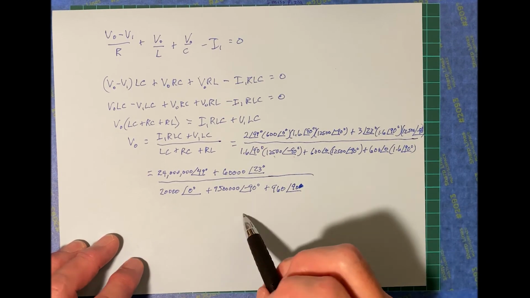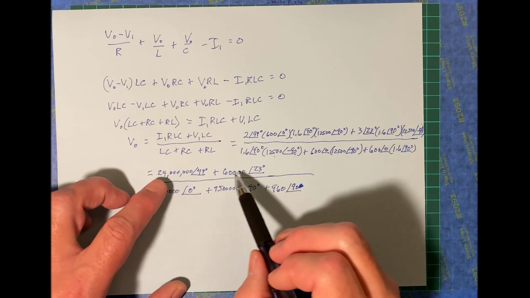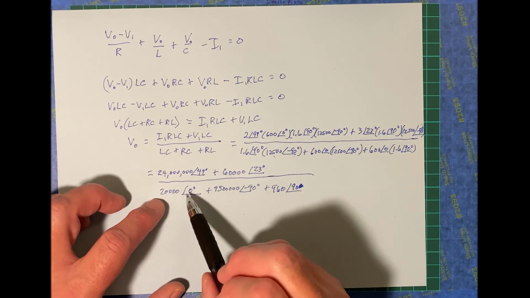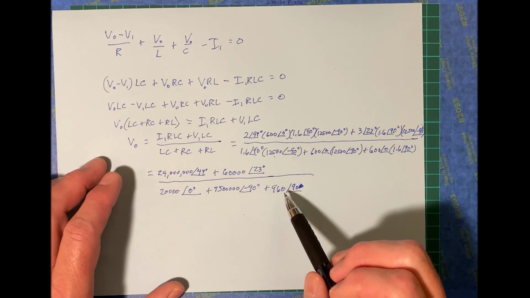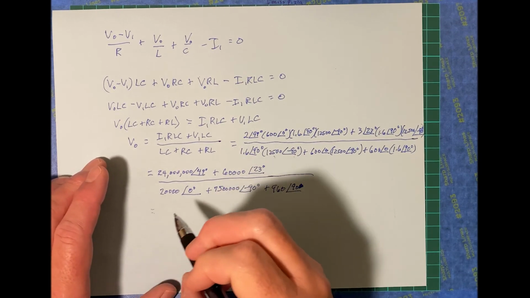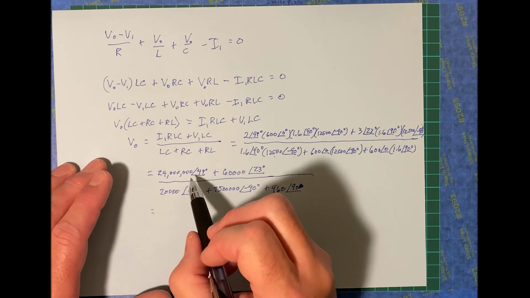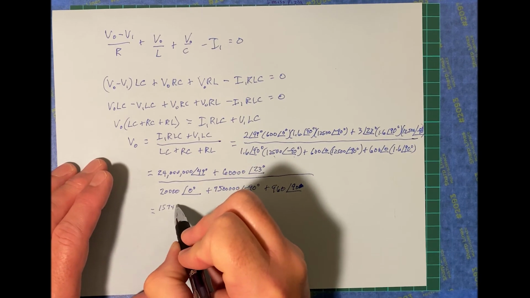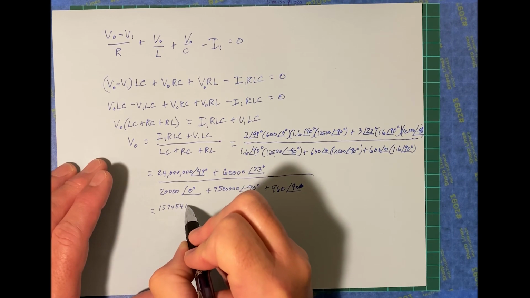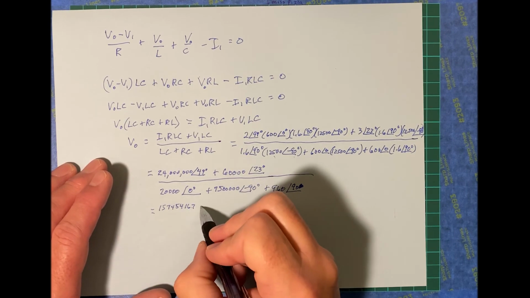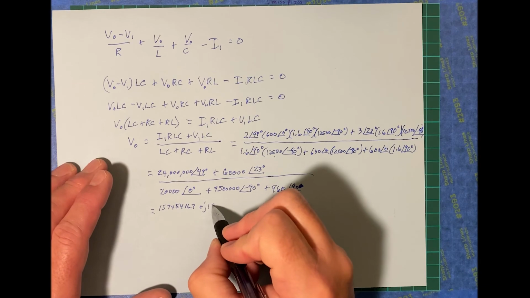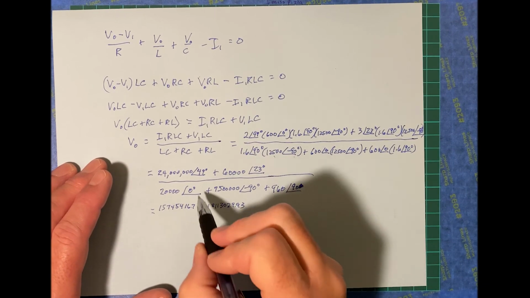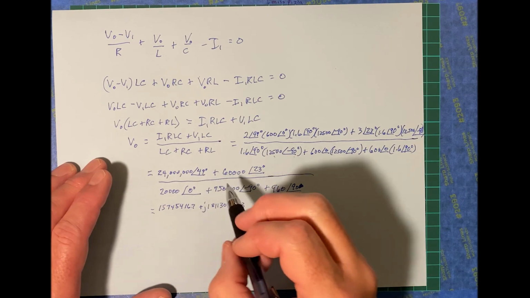All right, now we need to do additions here. So in order to do that, we need to convert each one of these into rectangular. So when I do that, for this component here, I get 1574516.7 plus j1811302.93. That's just this first term here.